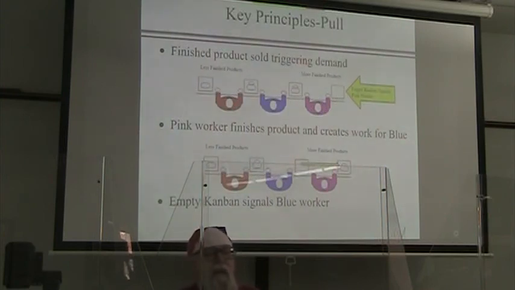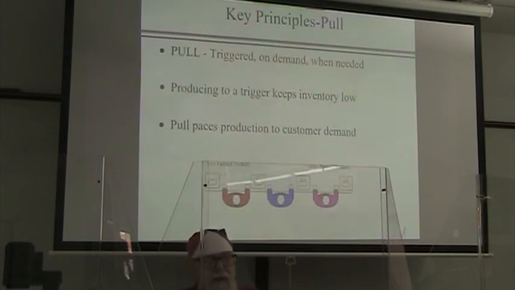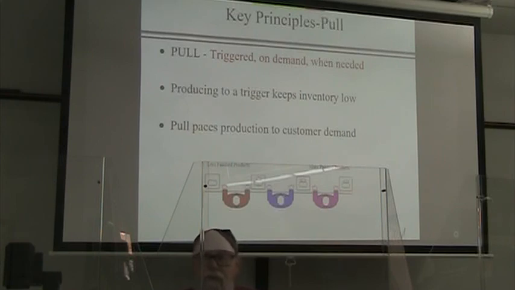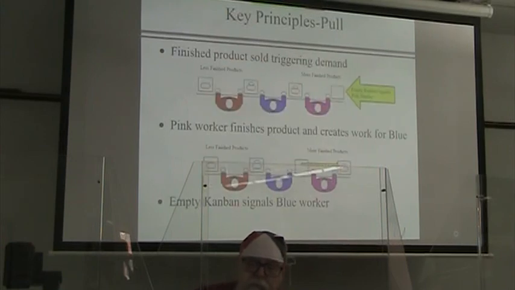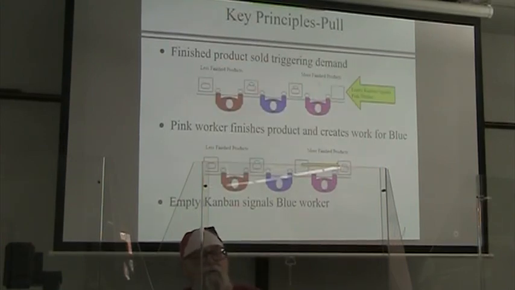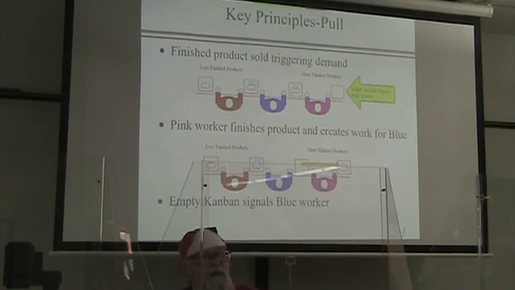All right, so you'll notice here we have less finished products on this end of the assembly line, and our finished goods are here at the end of the assembly line, right? So in this case, these guys are making little plastic snowmen. All right, so it's not rocket science, but it's just an illustration for our evil purposes. All right, so we sell one of our plastic snowmen, and that means that now this is an empty Kanban, and that signals our pink worker that he needs, is he pink? Oh, he looks more purple here. All right, great.